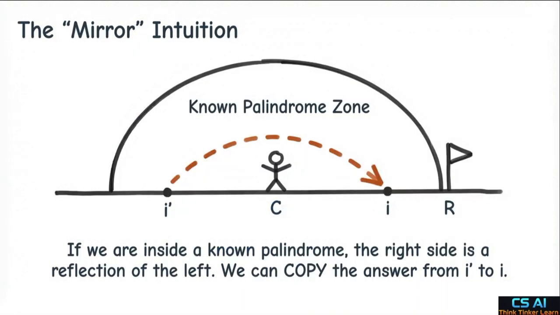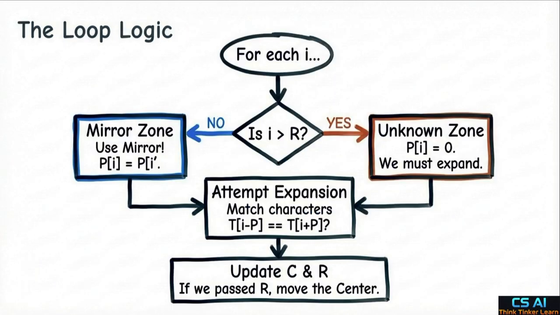Let's look at the flow of our main loop. For each index i in our transformed string, first we ask: is i greater than R? If yes, we are in the unknown zone. We have no history to help us. We set our initial radius P[i] to 0, and we must expand manually. If no, we are in the mirror zone. We can use our mirror. We set P[i] equals P[i']. However, we have to be careful not to trust the mirror past our known boundary R.